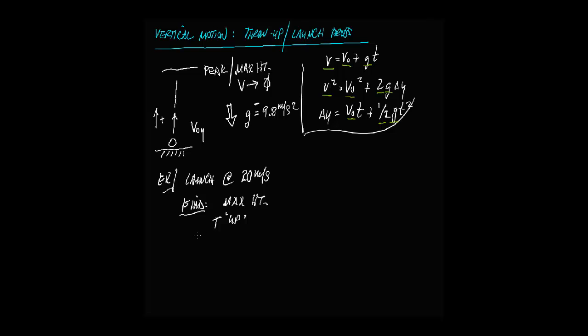We can use either of the first two equations. Let's start with the first one. Again, I'm going to call positive up. 0 is final velocity, 20 up, minus 9.8 times t. Therefore, our time up will equal minus 20 over minus 9.8. Comes to be about 2 seconds, 2 and change. Okay, that's the time to go up.